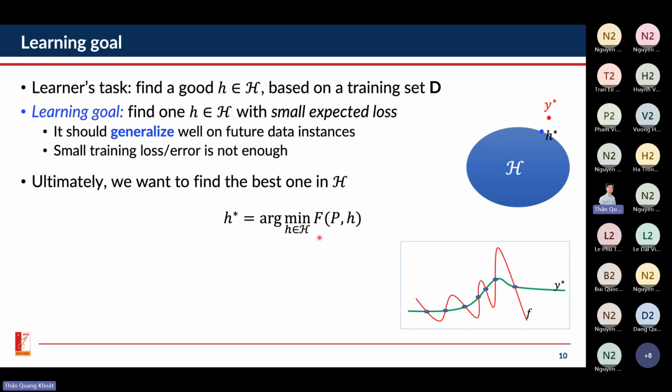But often in practice, we cannot achieve this goal. It is not easy, right? Because in practice, we only have a finite number of samples. And here, the definition of the population error is the average error over the whole space. So that's why it is very, very hard to compute and to work with.